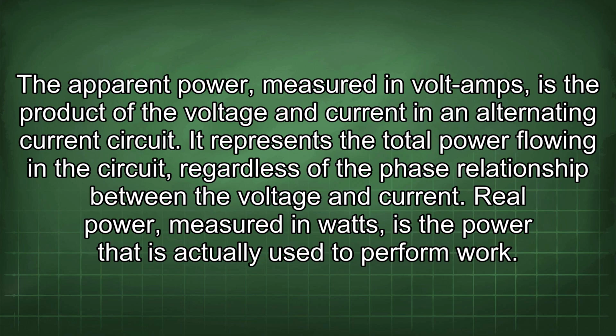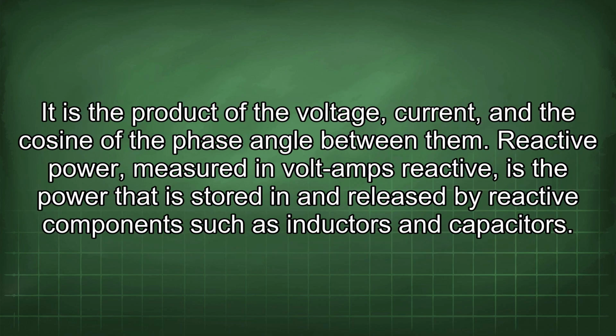The apparent power, measured in volt-amps, is the product of the voltage and current in an alternating current circuit. It represents the total power flowing in the circuit, regardless of the phase relationship between the voltage and current. Real power, measured in watts, is the power that is actually used to perform work. It is the product of the voltage, current, and the cosine of the phase angle between them.